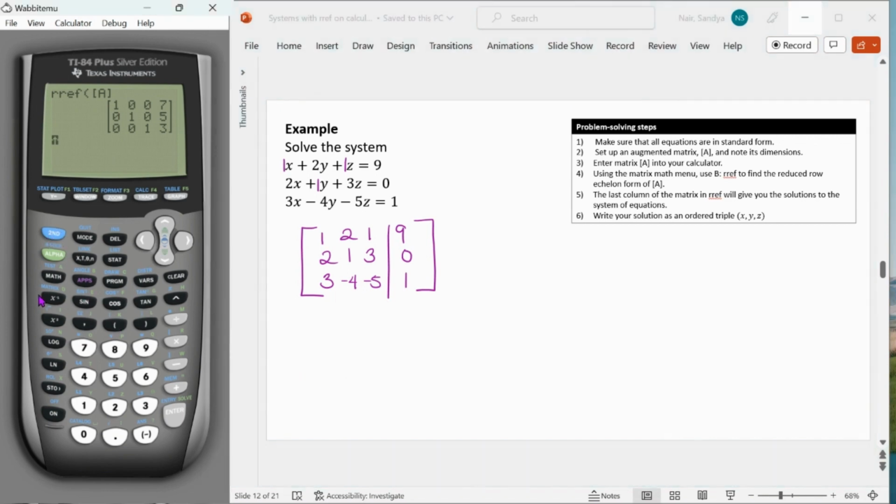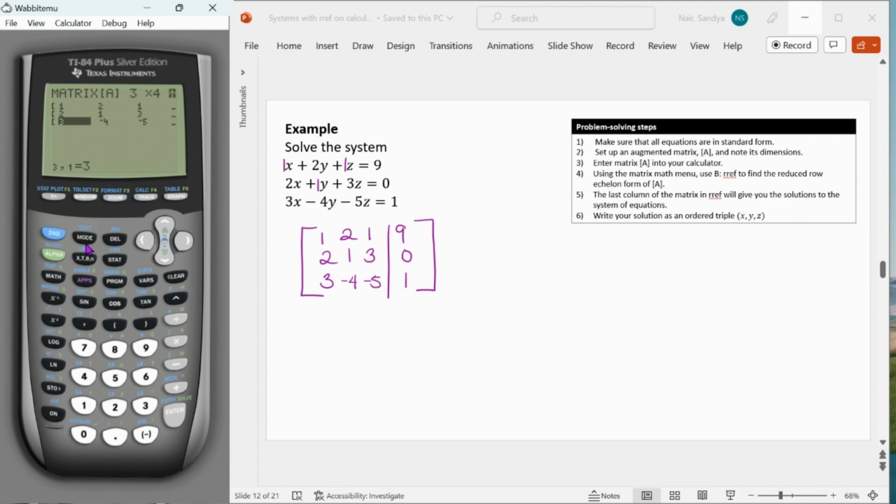So I'm going to now go to second matrix and then go to edit and then choose matrix A. So it is still 3 by 4, so I'm going to leave that alone. And then I'm just going to start typing in my values and it's going to overwrite what I already have there. Okay, so I just go ahead and enter row 1 and just type each value and then hit enter afterwards. So then I have 2, 1, 3, 0, and 3, -4, -5, and 1. Okay. So remember, always scroll back and just double check that everything has been entered correctly, that all your negative signs and things like that are correct.